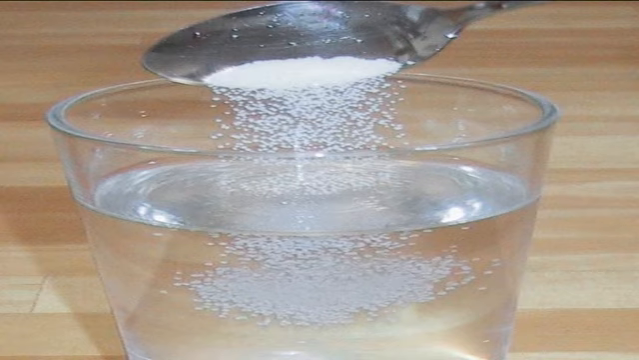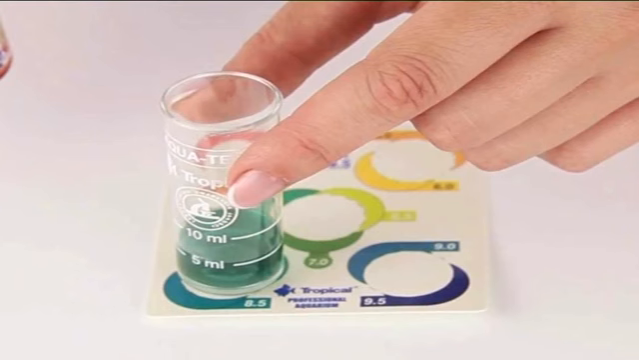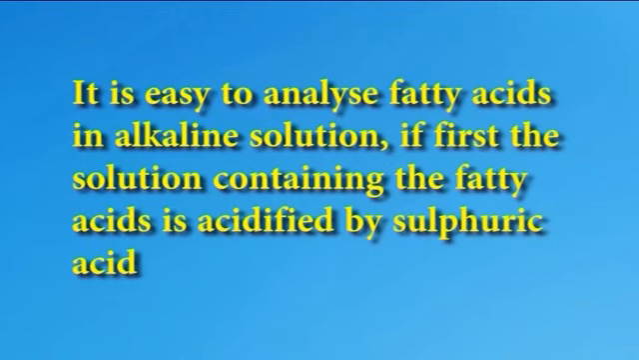the target chemicals. Also, for samples which exist as ions in water, the pH must be adjusted. For example, it is easy to analyze fatty acids in alkaline solution if first the solution containing the fatty acids is acidified by sulfuric acid. It should be noted that pH adjustment is also often needed for the purge and trap method.